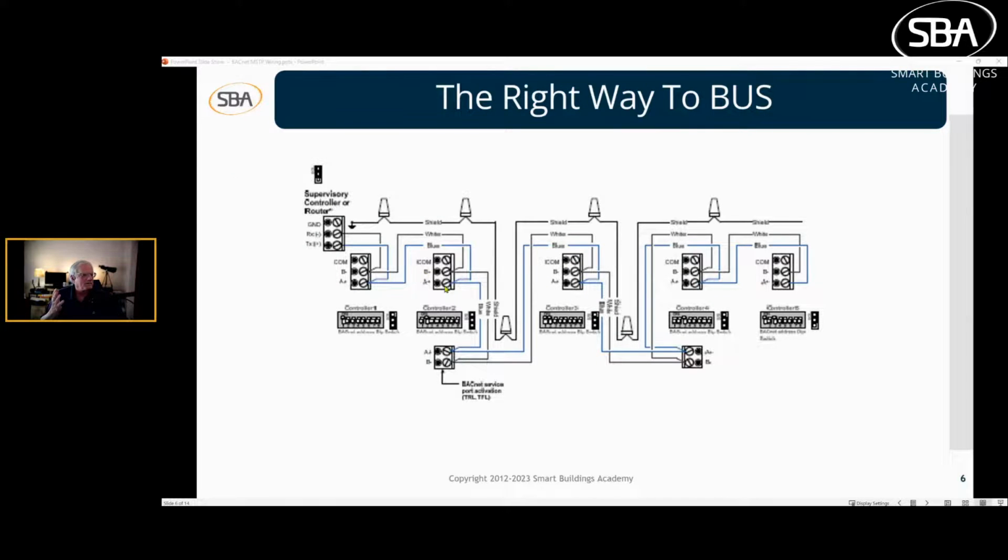Here's the right way to bus, and I want to thank Neptronic for this illustration. I got permission to use this. They do great illustrations. So here's the supervisory device, and the BACnet communication leaves the supervisory device, goes from one controller to the next controller. Here's a device down here, then it goes back up to another controller, drops down. This parallel run stays. This is going to sound so confusing. It's series, one after the next after the next.